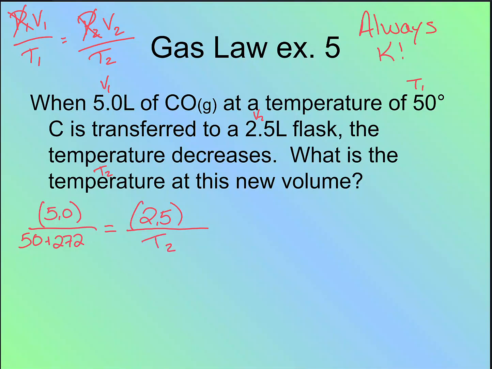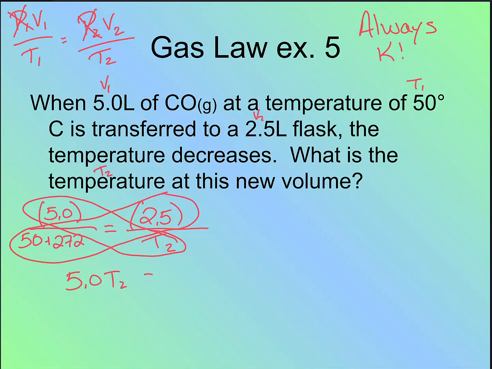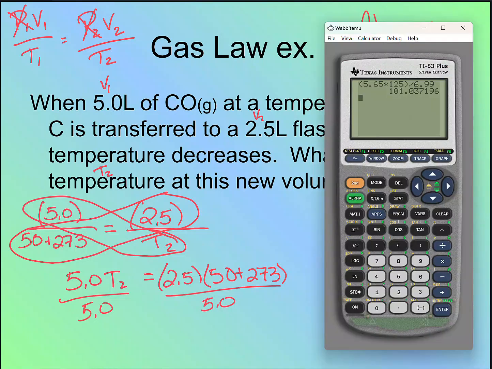So I'm going to cross multiply. I will have 5.0 times T2 equals 2.5 times 50 plus 273. I know that I wrote 272 here. I'm going to change that to 273. I'm going to divide both sides by 5.0. I'm going to pull out my handy dandy calculator and I'm going to solve.